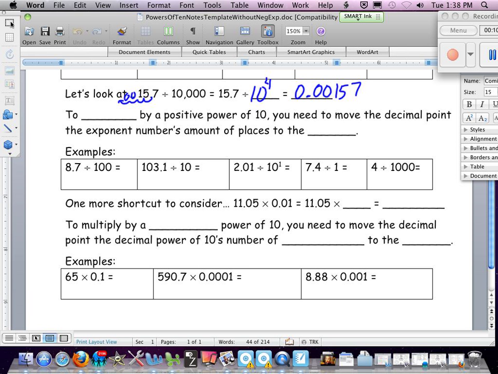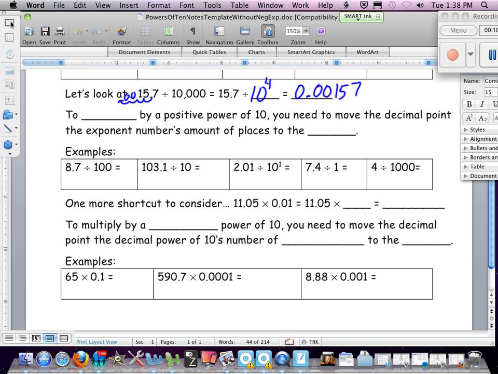To double check your work, you can think about how far it moved over. To think about the ones digit. The ones digit used to be a 5. Now I expect my 5 to be in the 10,000th place. Tenths, hundredths, thousandths, 10,000th place. Now my 5 is in the 10,000th place. So everything's shifted appropriately.